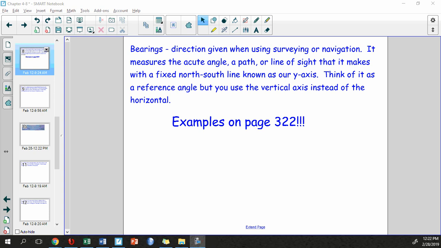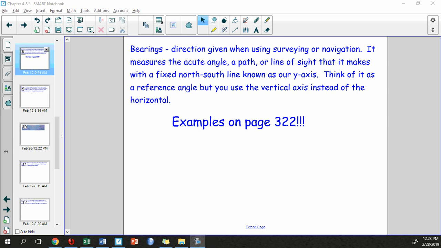The first concept I want to talk about is bearings. It's not the wheel bearings in your car or your washer. We're talking about bearings as to location and directions. If you are on the ocean, it's how you navigate from one area to another. It uses our cardinal directions: north, south, east, and west. Directions given when using surveying or navigation measure the acute angle that a path or line of sight makes with a fixed north-south line, known as our axis.